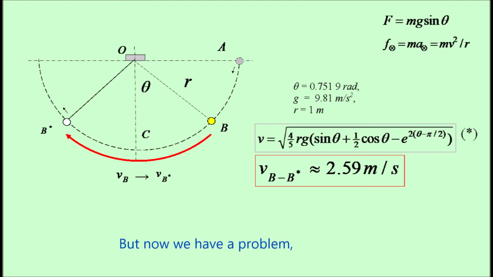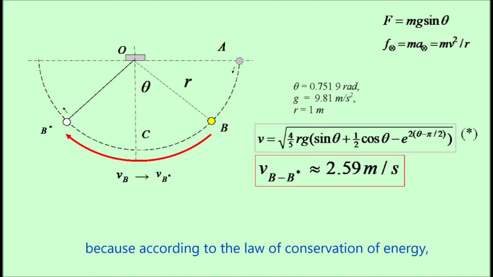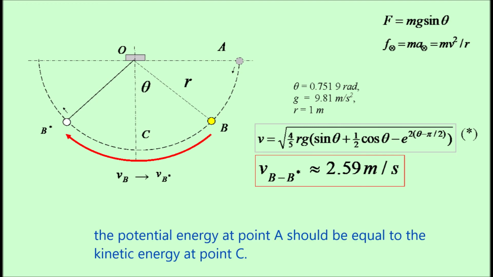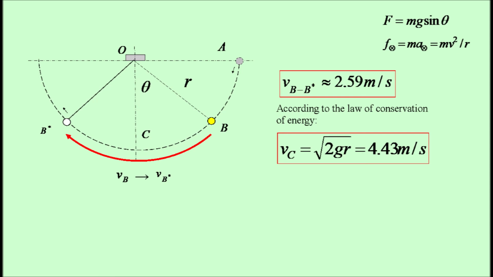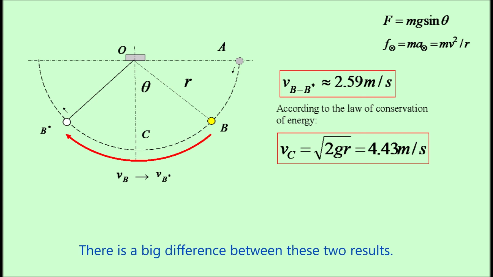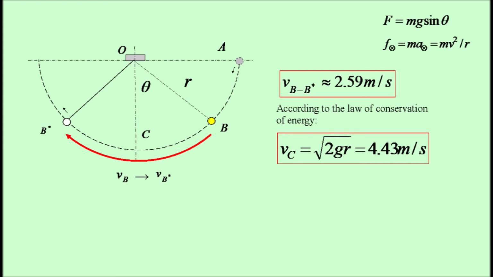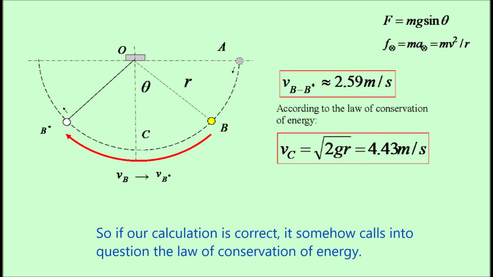But now we have a problem, because according to the law of conservation of energy, the potential energy at point A should be equal to the kinetic energy at point C. From this, however, the speed at point C results as follows. There is a big difference between these two results. So if our calculation is correct, it somehow calls into question the law of conservation of energy.